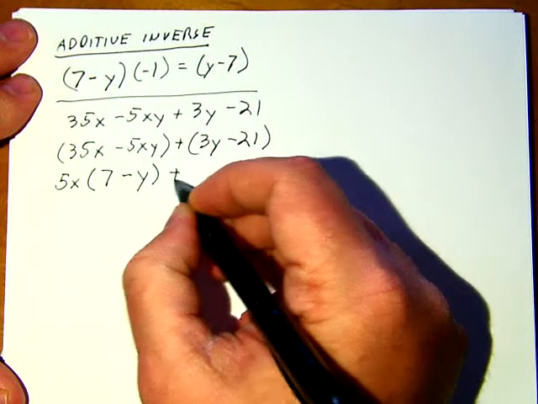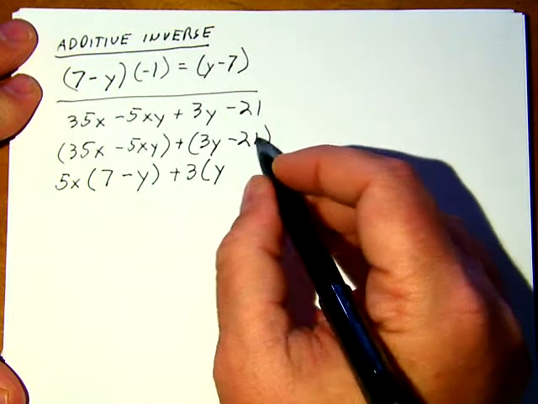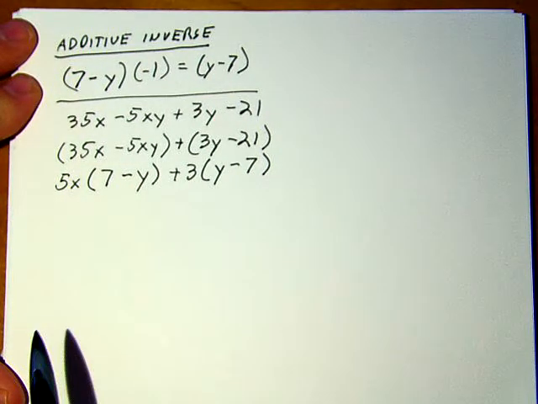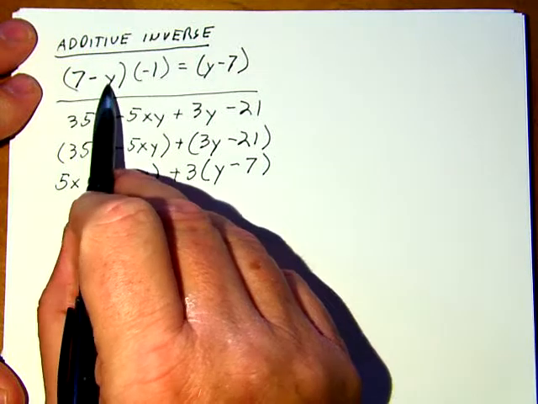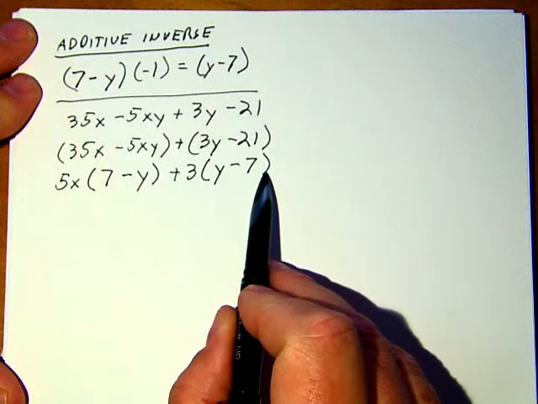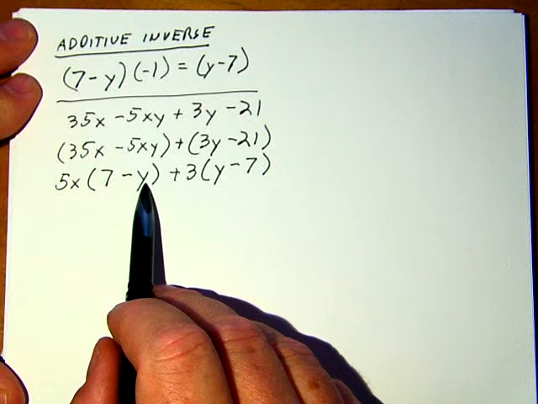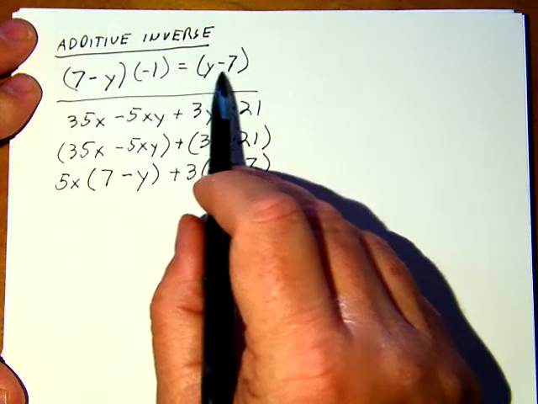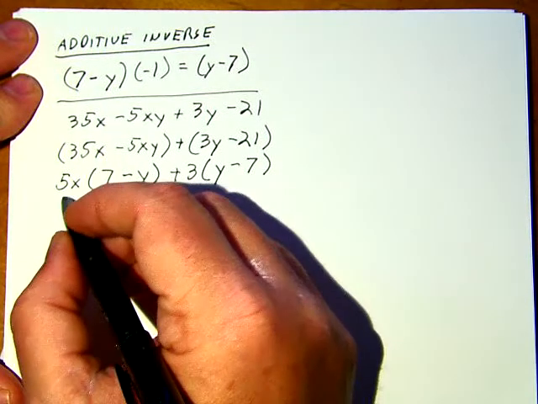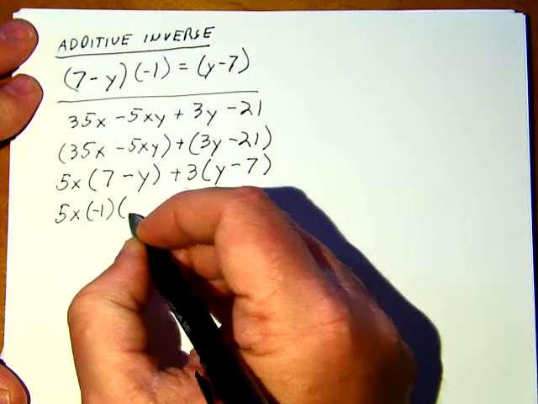All right. And now let's factor 3 out over here. 3 out of 3y leaves me with just y. 3 out of negative 21 gives me a negative 7. And now I notice that I have, just from my example previously, the additive inverse concept here. 7 minus y and y minus 7. So I'm going to replace 7 minus y with y minus 7 times negative 1. Okay? So let's do that. So 5x times minus 1 times y minus 7.